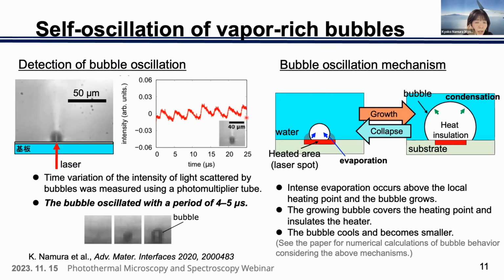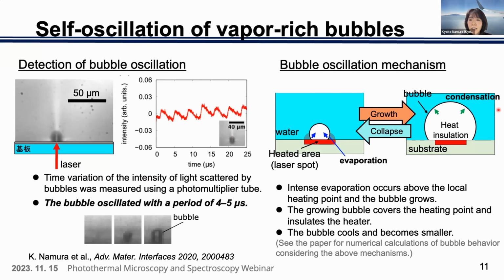Also, using stroboscopic photography, you can see there is a moment during one oscillation cycle when the bubble almost disappears. It is noteworthy that such large bubble oscillation occurs under CW laser irradiation. But why does this bubble oscillate so progressively?